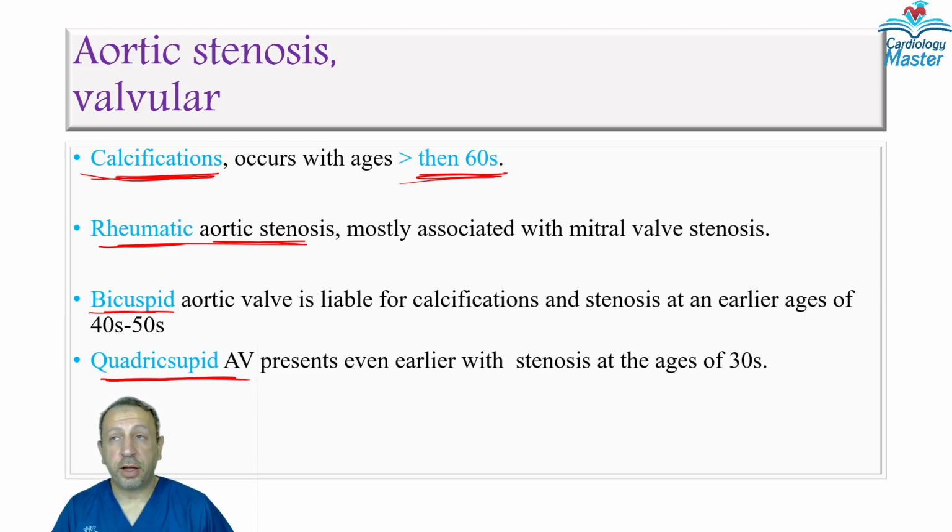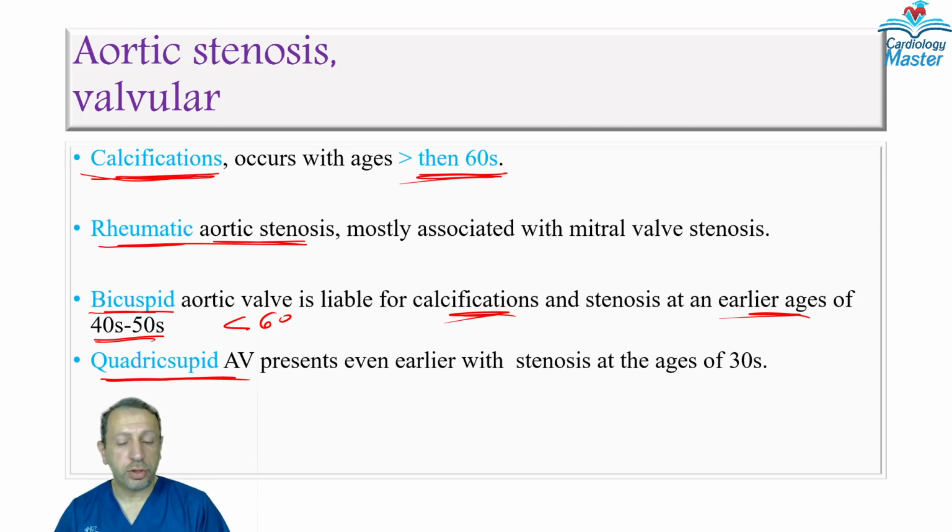On the other side, if these calcifications happen at earlier ages, less than 60 years, in the 40s or 50s, we should think of a bicuspid pathology, as the calcifications tend to occur at earlier ages in those patients.